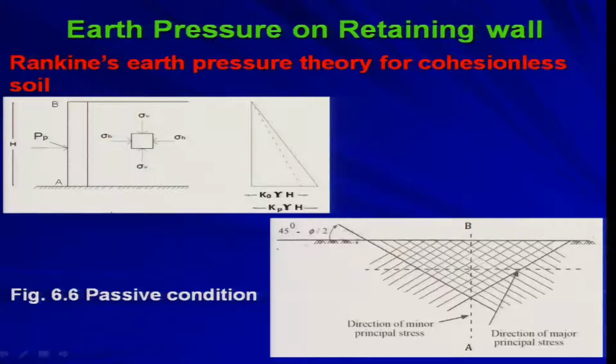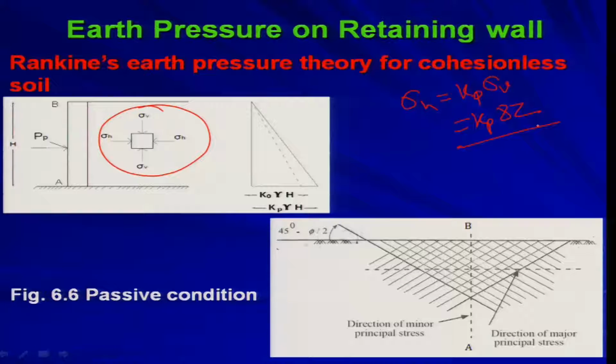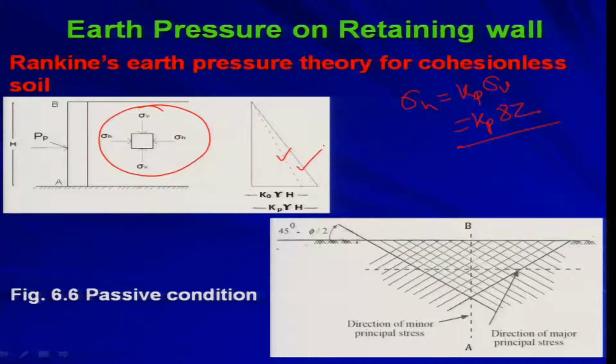Now, talking about the passive condition, at that time also we are considering this state of stress. One soil element we are considering here, and sigma h is equal to Kp into sigma v, which is Kp into gamma into z. Now you see this dotted line is the earth pressure at rest condition, and this solid line gives you the earth pressure at passive state. At z equal to 0 it is 0, and at z equal to h it is Kp into gamma h, which will be greater than the earth pressure at rest condition.